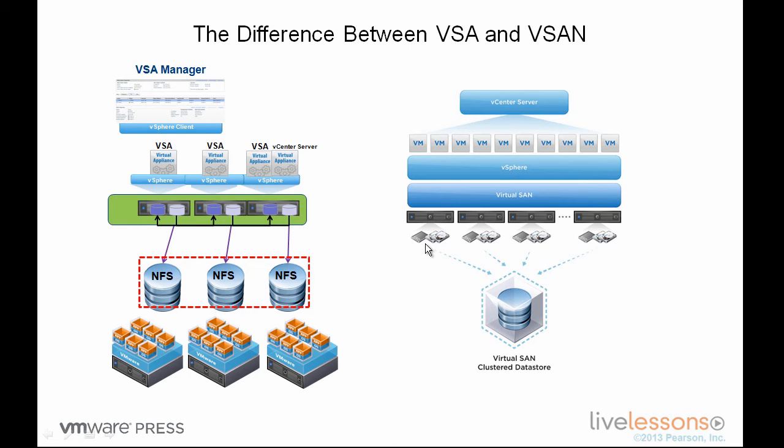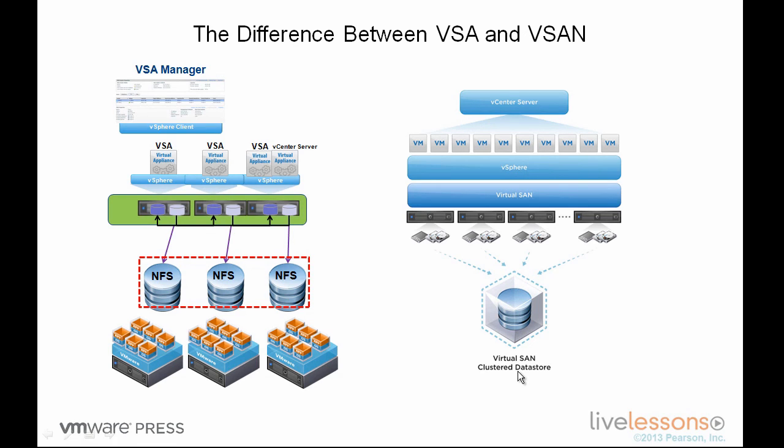So with vSAN, you must have at least 3 hosts, and right now it can grow up to 8, but it's designed so that it'll eventually be able to grow to the size of your cluster, which currently is up to 32 hosts. So as you can see, it's going to have greater capacity than what VSA could have. So now each one of these hosts contributes to what will be created as a virtual SAN clustered data store.